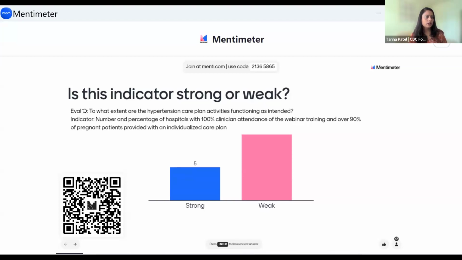Kiara, the question disappeared too quickly. I am going to see if I can paste the indicator. Okay, you see it again. Great.